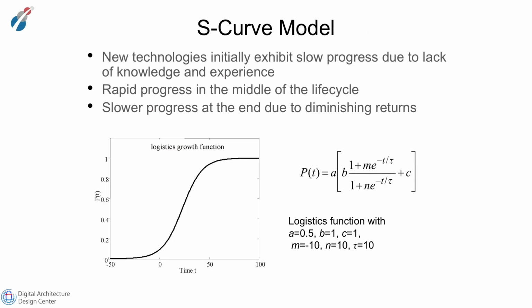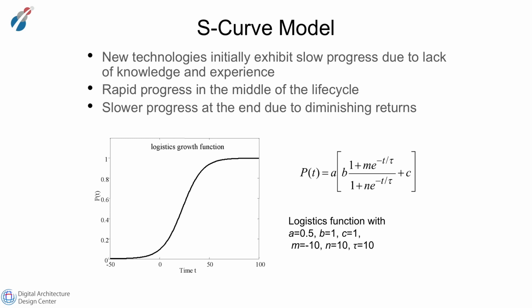The basic idea of the S-curve model is that new technologies, when they're immature and just being invented, initially progress slowly due to lack of knowledge and experience. This is the left part of the curve. But then at some point, the technology will progress quite rapidly in the middle of its life cycle. As the technology matures and gets older, and the low-hanging fruit of improvement has been harvested, progress will slow, and eventually you get diminishing returns.